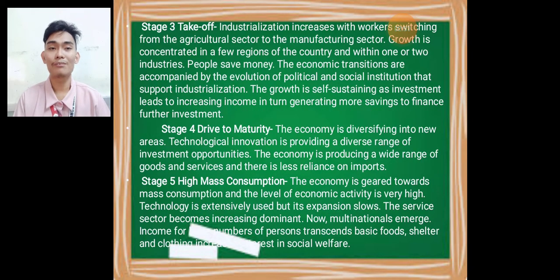Next would be the takeoff. Industrialization increased, with workers switching from the agricultural sector to the manufacturing sector. Growth is concentrated in a few regions of the country within one or two industries. People save money. The economic transition is accompanied by the evolution of political and social institutions that support industrialization. So in this kind of economic development, stage 3, there is already a development that is imparted from stage 2.